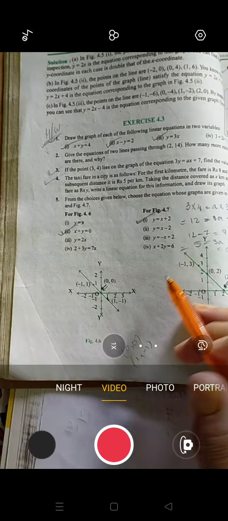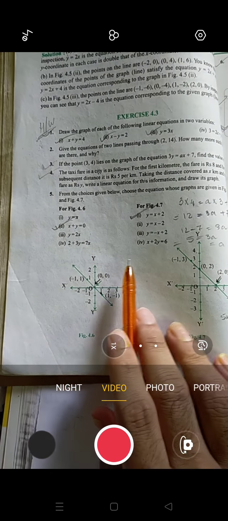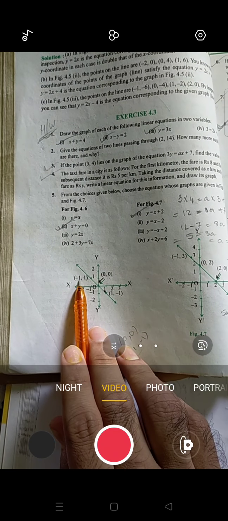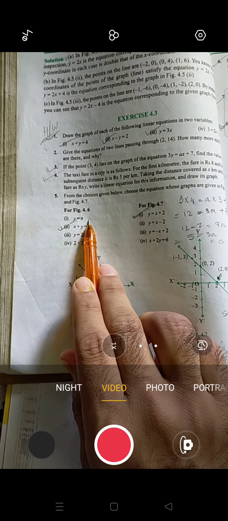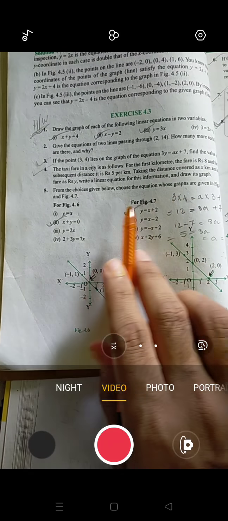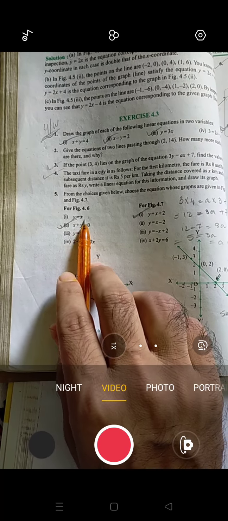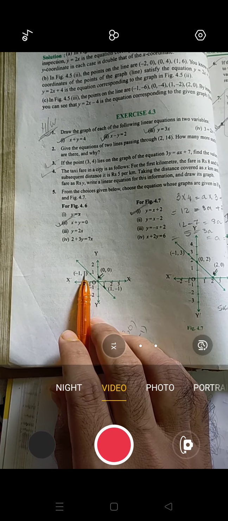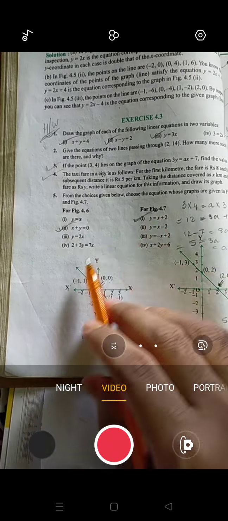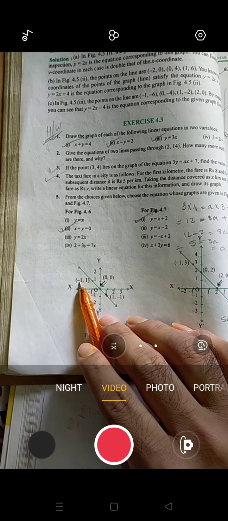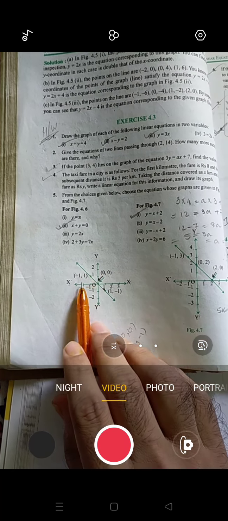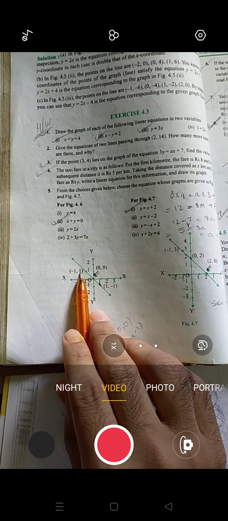So let's check it. Number 1: if I take x as -1, then y will be -1, correct or not? But here y is 1. So that is wrong. That means the first one cannot be taken. Number 2: if I take x as -1, this -1 will transfer here and it will become +1. We are having +1, that means y is +1. Understood?